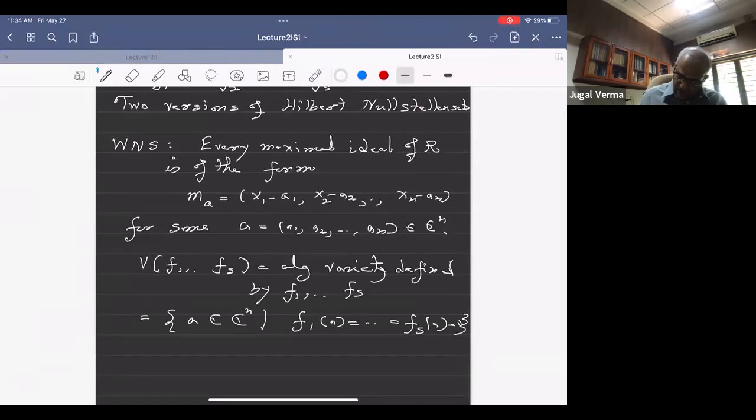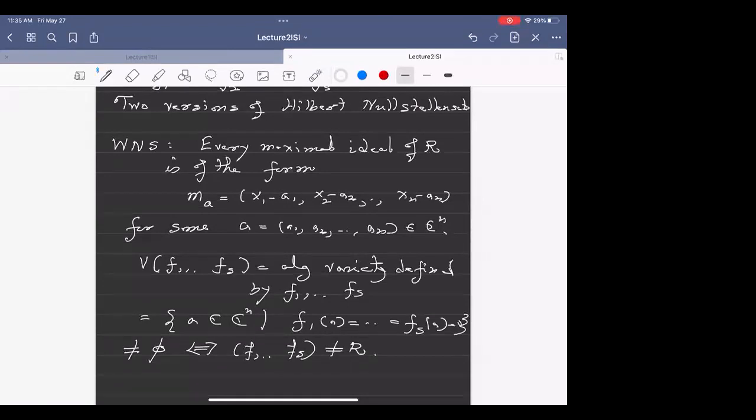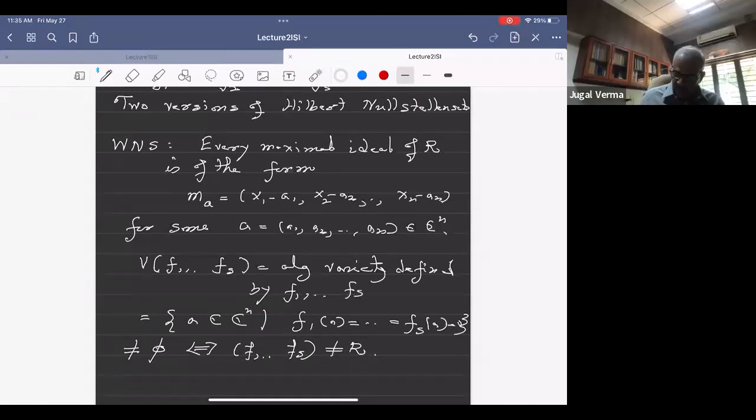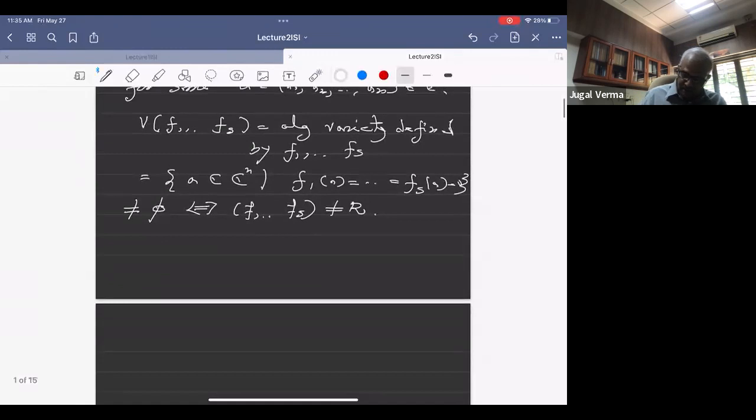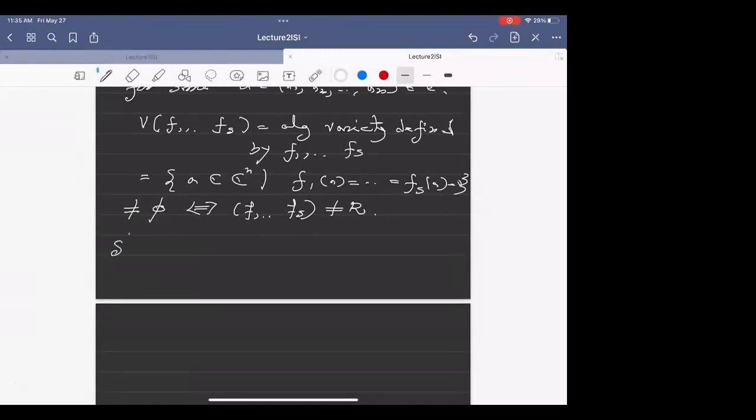Okay, this is non-empty if and only if the ideal generated by these polynomials is not the whole ring. Okay. So using the structure of maximal ideals, we proved when a system of polynomial equations has a solution. So the ideal generated by those polynomials should not be the whole ring. And then we did the strong Nullstellensatz.